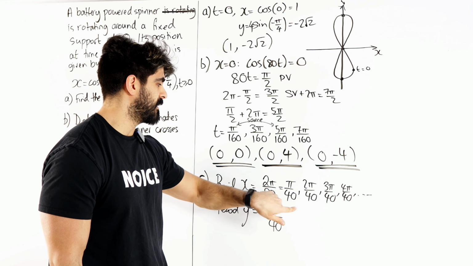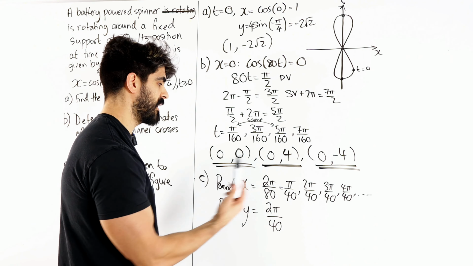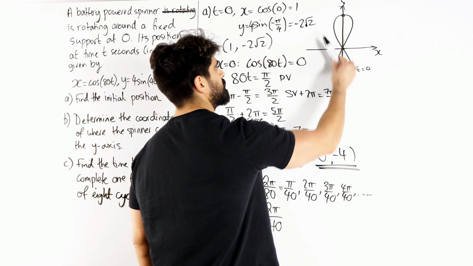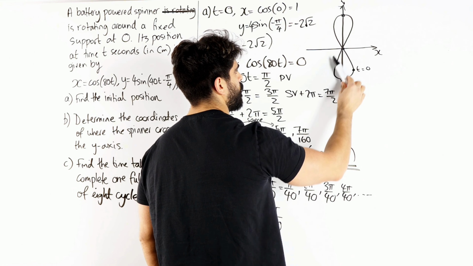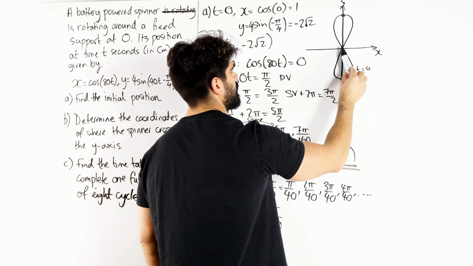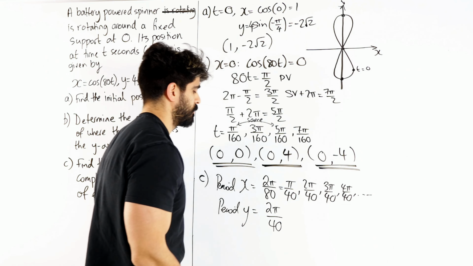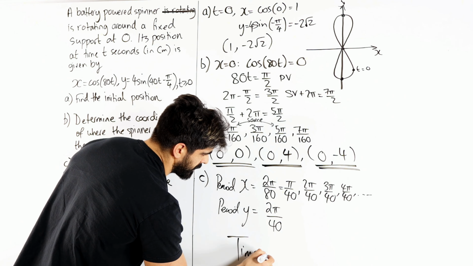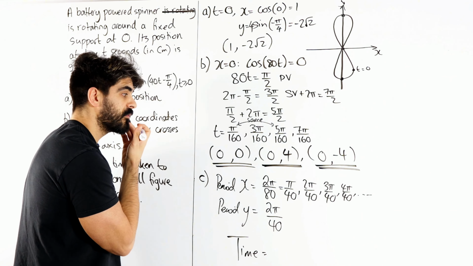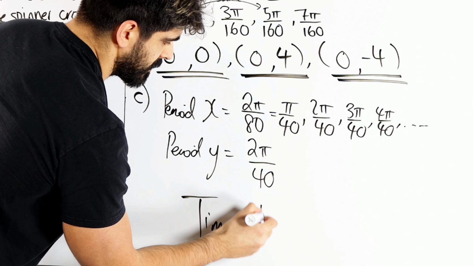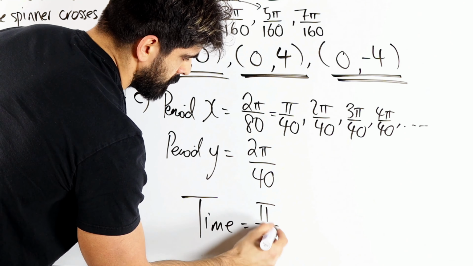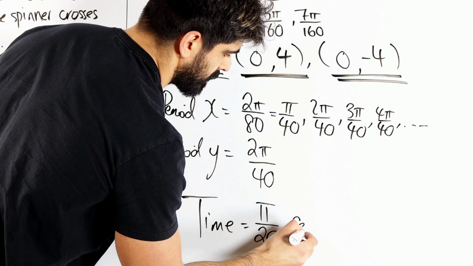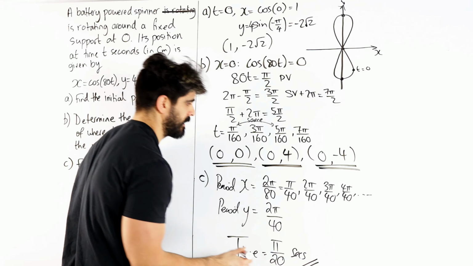The x is going to complete 2 revolutions. It's going to do this twice by the time y has just done 1, which is why it forms this loop shape. So it's done this, y has only done 1 loop, it does this, and it does the second unique loop. So the period, or the time, for one complete revolution is 2 pi over 40, which is pi over 20. And what is this? This is seconds, so it's very quick. And that is your answer.